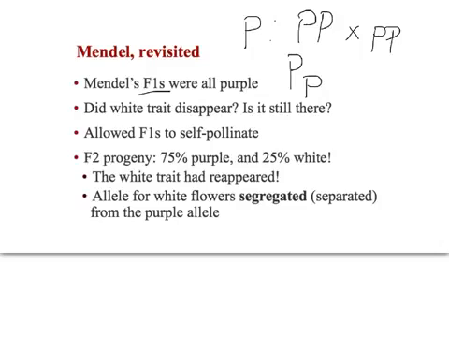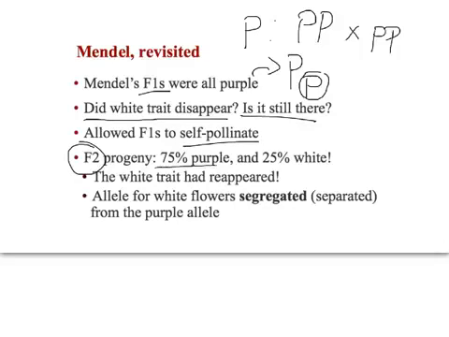So if we ask, well, did the white trait disappear? Well, not really, because these heterozygous purple plants were still carrying that little p recessive allele. So when he let the F1s, these heterozygous plants, self-pollinate, he saw in his F2 that his plants were 75% purple and 25% white. So the white trait had reappeared. So in this video, we're going to be trying to figure out why he was seeing this 75 to 25% ratio.